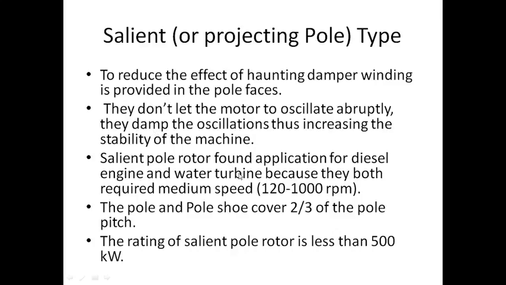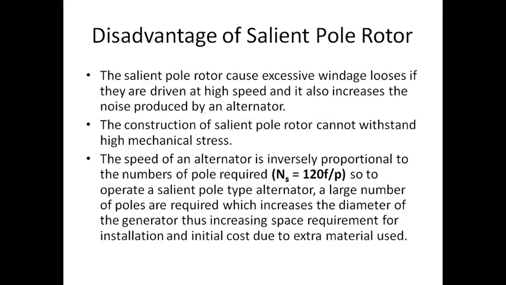Salient pole rotor finds application in diesel engines, water turbines. These are your applications because a reduced speed is there, so I'm using my salient pole. What are the disadvantages? Salient pole causes excessive windage loss if they are driven at high speed. That's why if you give high speed, it will produce a very big noise, so I'm not going to go for my salient pole rotor. Again, it will have high mechanical stress. It cannot withstand high mechanical stress.